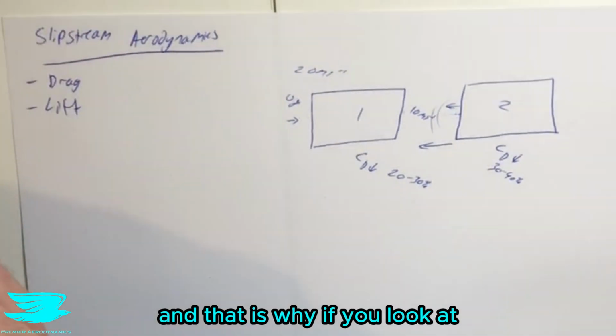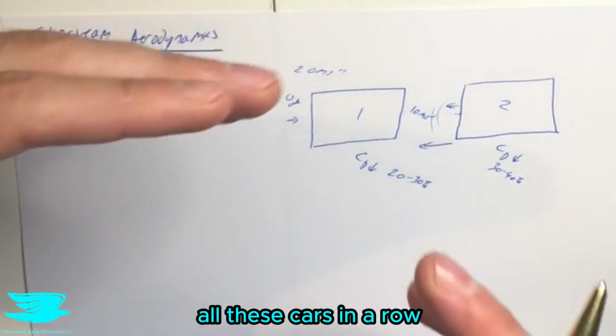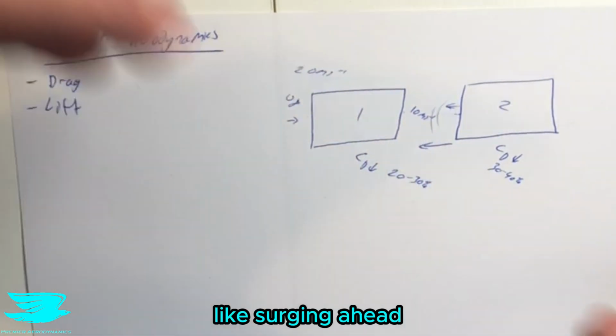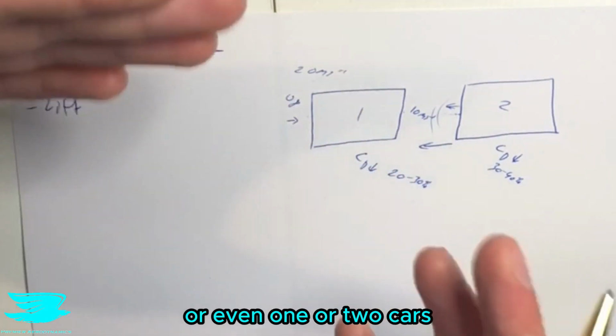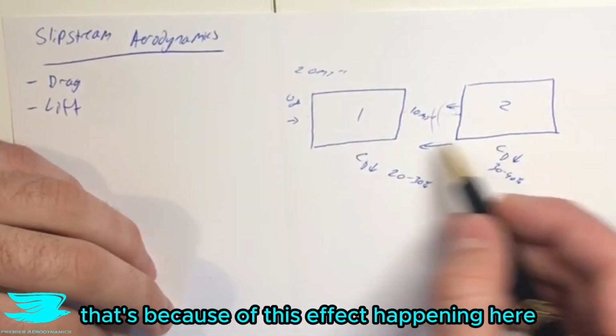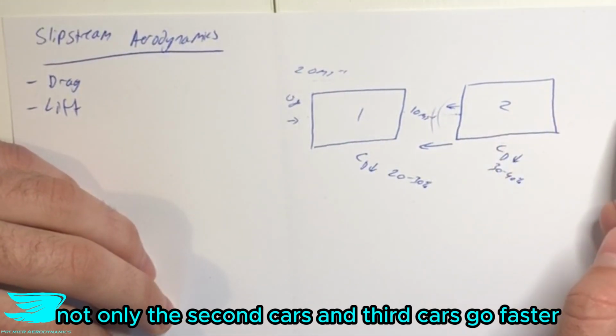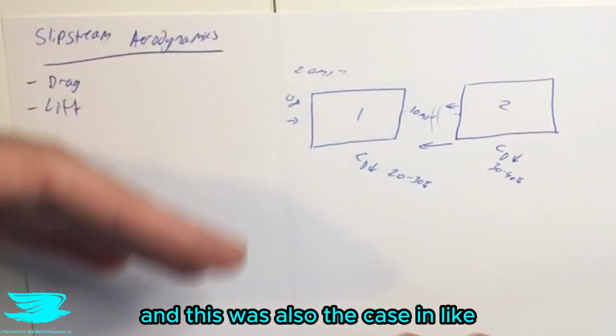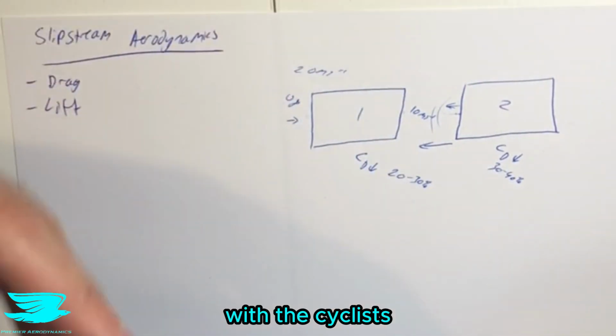And that is why if you look at, for example, NASCAR, if you see all these cars in a row in this train kind of configuration, they just start surging ahead of single cars or even one or two cars slipstreaming. That's because of this effect happening here. Not only do the second cars and third cars go faster, but the first cars also go faster. And this is also the case if you look at Tour de France or whatever with the cyclists.